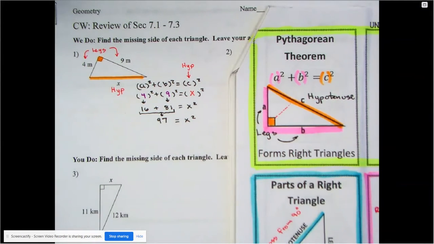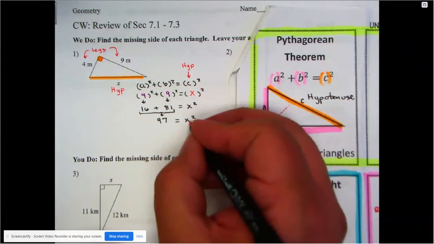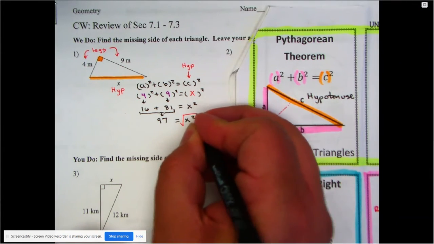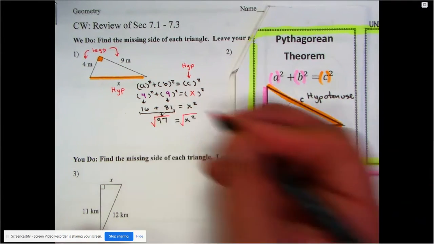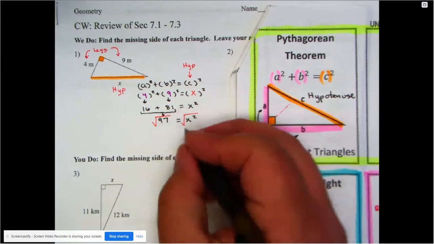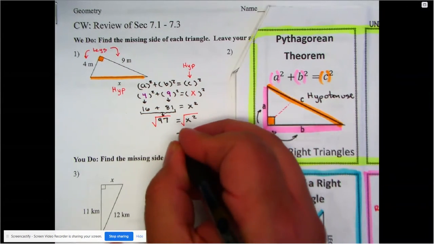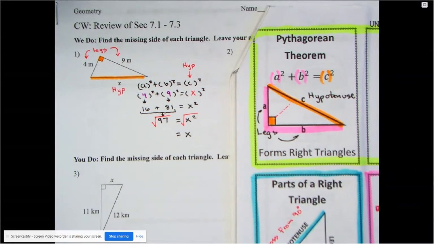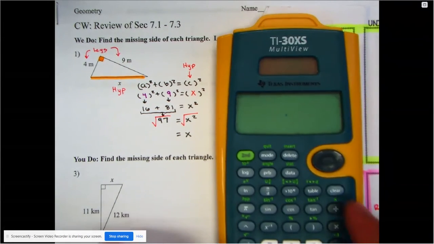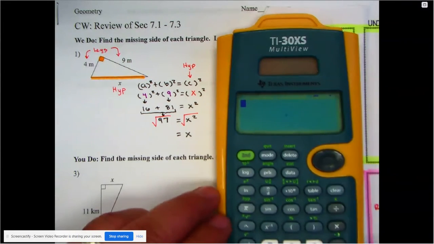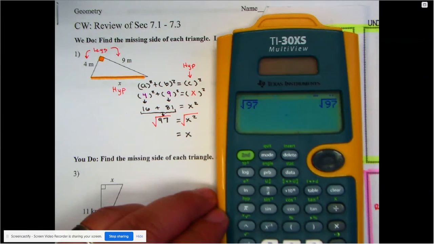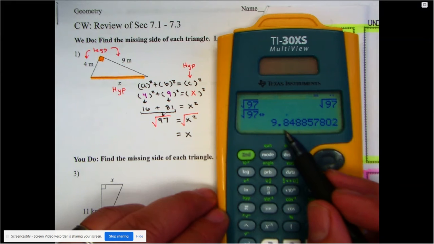And then we bring in pretty much our last step here, which is what gets rid of a power of 2? Well, in math, there's only one thing in this world that can get rid of a power of 2, and that is, of course, a square root. So we square root both sides, and we have x is equal to the square root of 97. Yes, this is where we'd let a calculator come in and guide us a little bit. So we go the square root of 97. And notice we end up with a decimal answer.